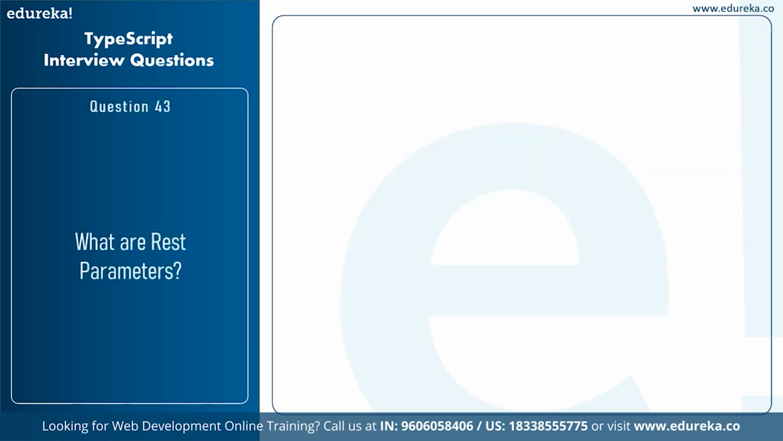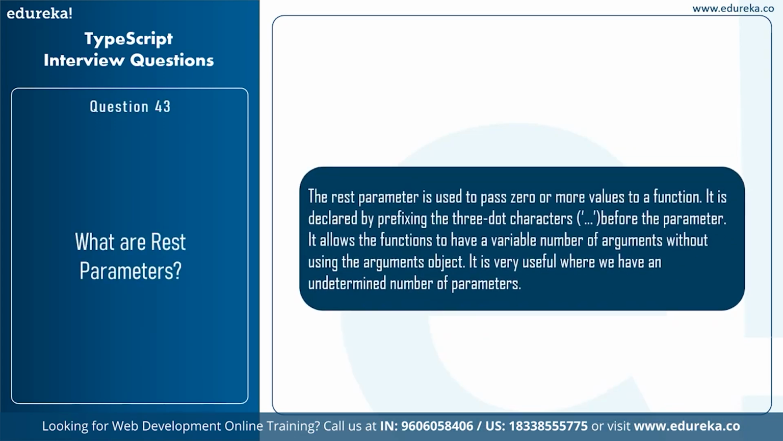So, what are REST parameters? Now, the REST parameter is used to pass zero or more values to a function. It is declared by prefixing three dot characters before the parameter. It also allows functions to have a variable number of arguments without using the arguments object. It is very useful where we have an undetermined number of parameters. Now, this was about the REST parameters.